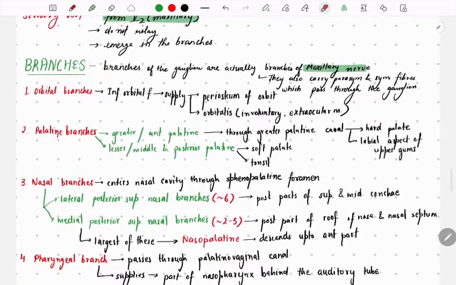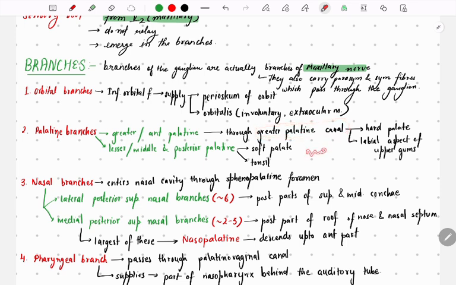Okay, moving on, the next branches are the palatine branches, which are the greater and lesser, or anterior, middle and posterior palatine. The greater or anterior palatine passes through the greater palatine canal.